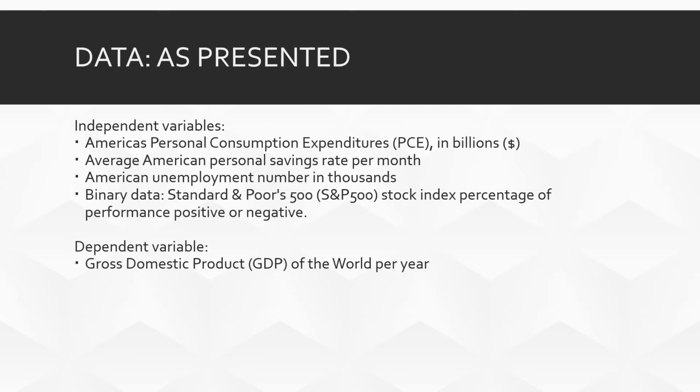So the independent variables will include America's personal consumption expenditures, or PCE, in billions, average American personal savings rate per month, American unemployment number in thousands, and then the binary data will be the standard S&P 500 stock index percentage of performance, whether it's positive or negative. And then the dependent variable will be the GDP of the world per year.